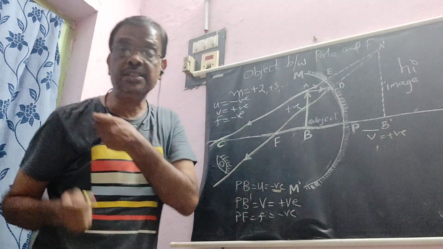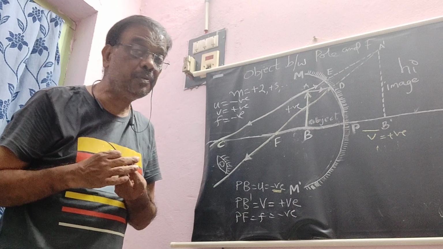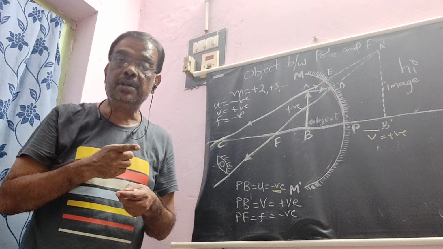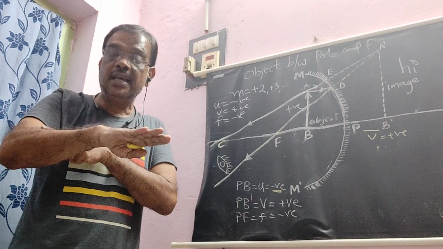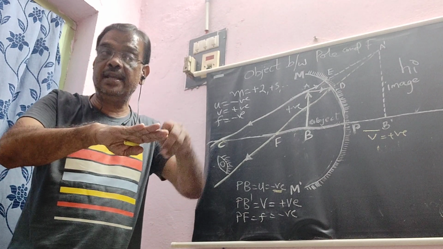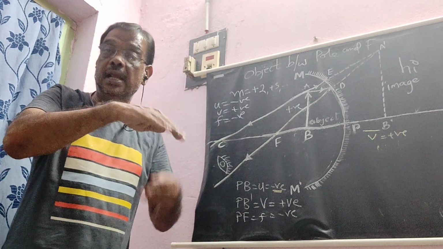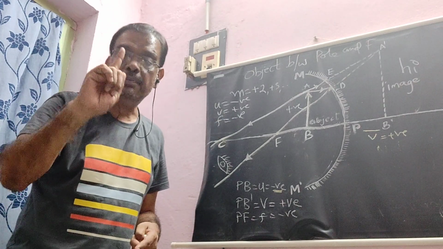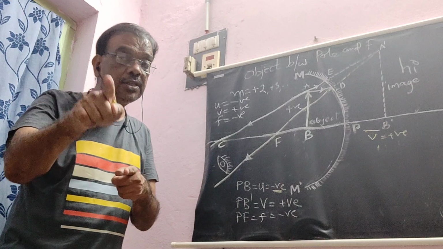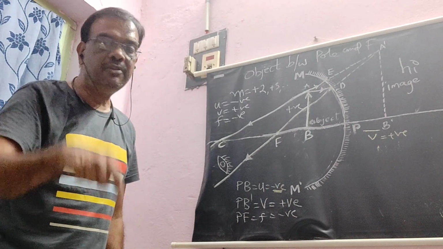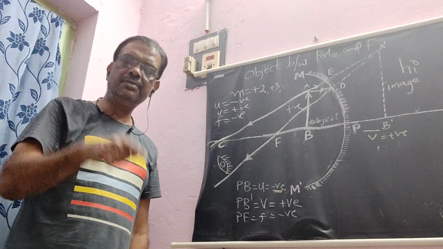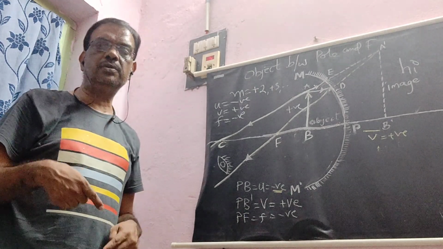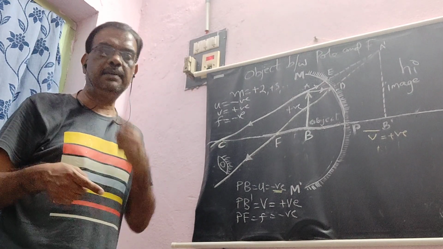PB dash is positive. Why is it positive? Because it lies behind the mirror. We are measuring the horizontal distance in the direction of incident ray, that is behind the mirror. Any horizontal distance you measure behind the mirror will be positive. Any horizontal distance you measure in front of the mirror will be negative. Number of times I told you in my lectures, in my videos. Please check those videos and then you will understand that perfectly.